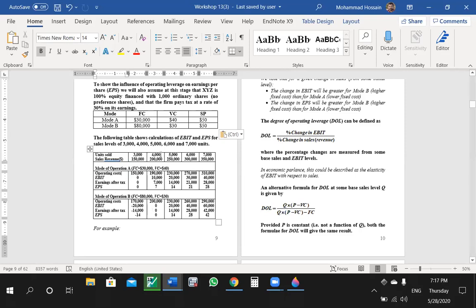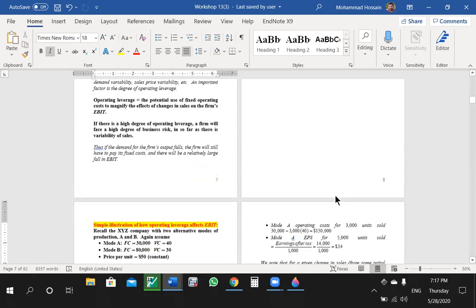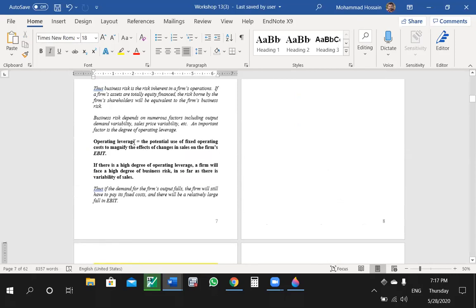And here the next point is 4,000, and then 5,000. They're showing you that if you increase your sales volume, your EPS and EBIT will be increasing too. That's what they're trying to show you here.